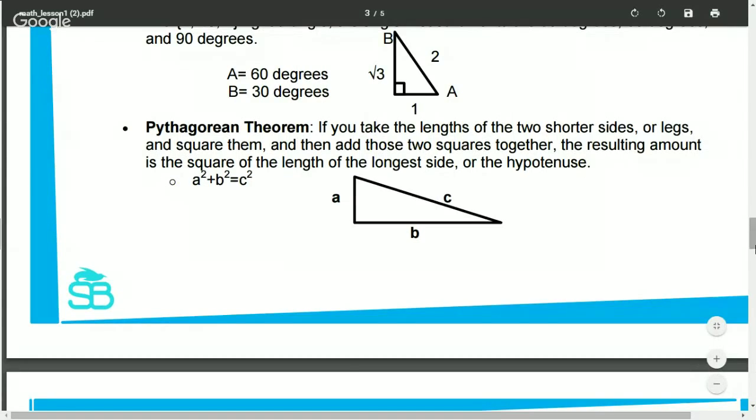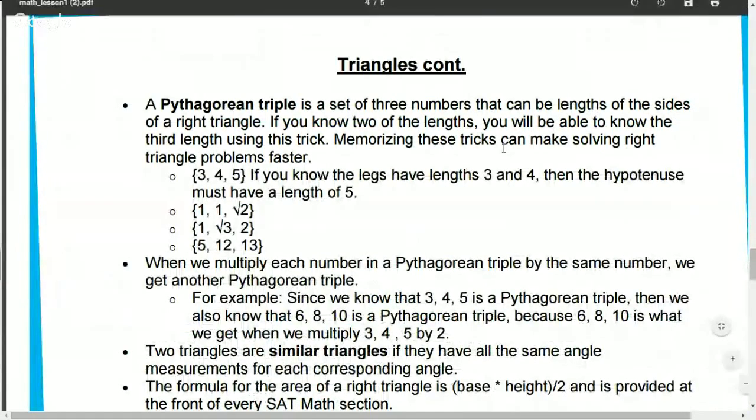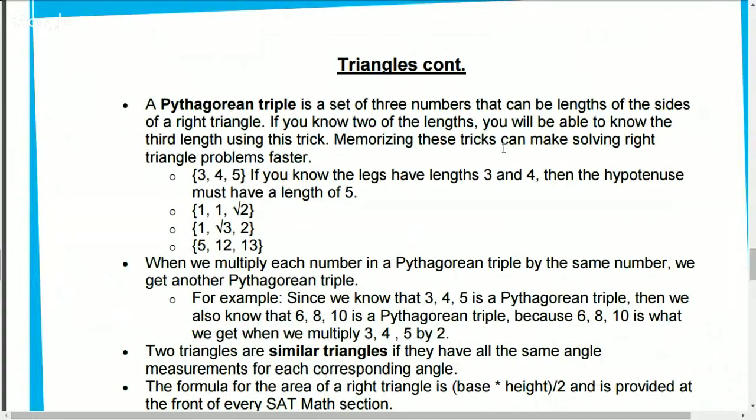Okay, so moving on to triangles, more triangles. A Pythagorean triple is a set of 3 numbers that can be the lengths of the sides of a right triangle. If you know 2 of these lengths, you'll be able to find the third using this trick. Memorizing these tricks can make solving right triangle problems faster.